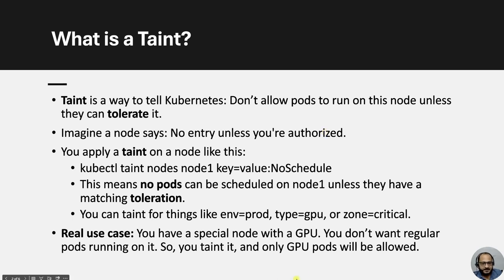Here I have given one example. Suppose you have one special node with a GPU and you don't want regular pods running on it, so you taint it and only GPU pods will be allowed. Tolerations we define at the application pod level, and taints we assign at the worker node level.